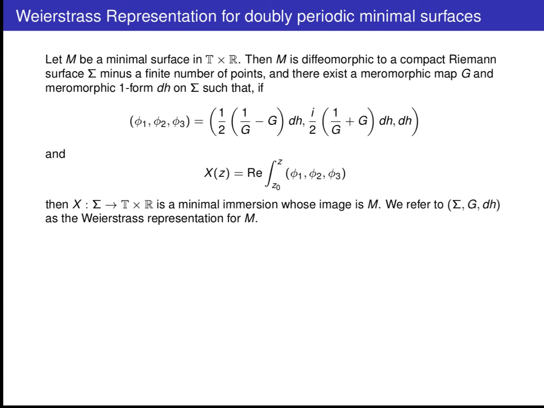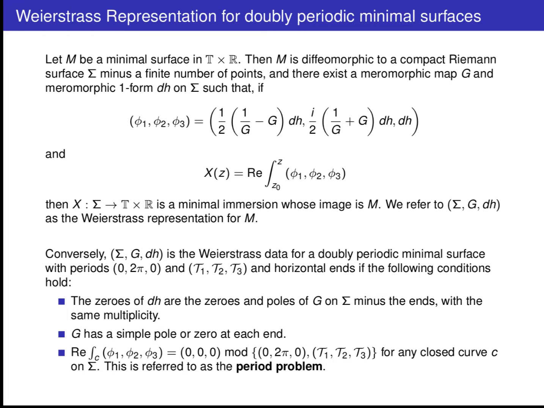And then we say x of z is equal to the real part of the integral of phi1, phi2, phi3. Then x is a minimal immersion whose image will be the minimal surface M. Again, we refer to that triple, sigma, G, and dh, as the Weierstrass representation for the minimal surface M.